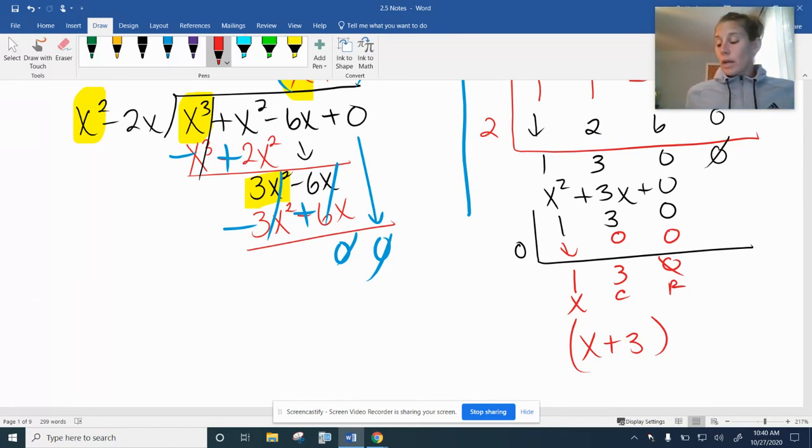So as long as your factors are all simple linear factors, you could do synthetic and just do it as many times as you need to. So if you have 3 factors and you're dividing out 2 of them, divide out 1 synthetically, then use your coefficients of that answer, divide out the next one synthetically, and then you should be left with your final factor. You could also multiply the 2 factors together and then divide out that product using long division as well.